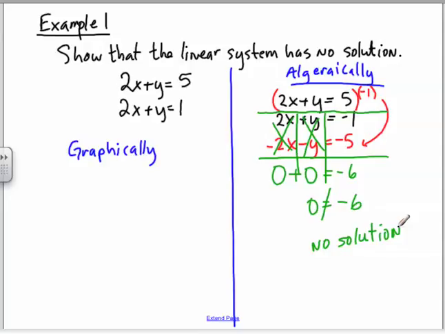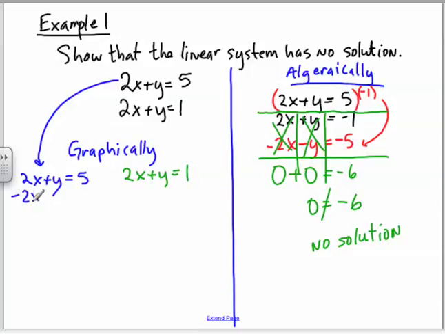Alright, so I'm going to take this first equation, I'm going to put it right here. 2x plus y is equal to 5. Alright, this other equation I'll write in green, so I got 2x plus y is equal to 1. And I'm going to consider their slope-intercept form. Alright, so subtract 2x, subtract 2x. I'm going to get y is equal to -2x plus 5. Alright, so the slope is -2/1.